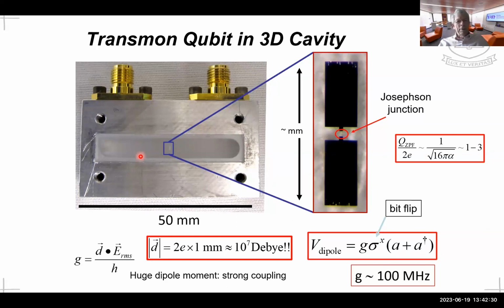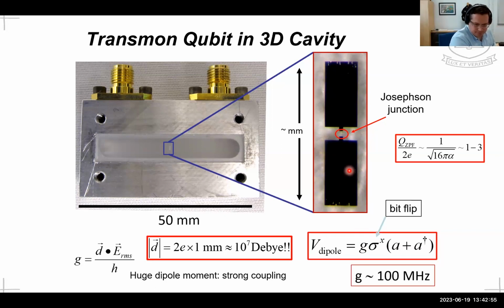Yeah, well, compared to a natural atom on which people do cavity QED, where it's one electron moving one Bohr radius, here it's 1 or 2 Cooper pairs moving a millimeter. So it's a gigantic dipole moment.